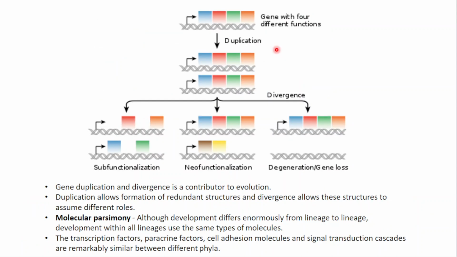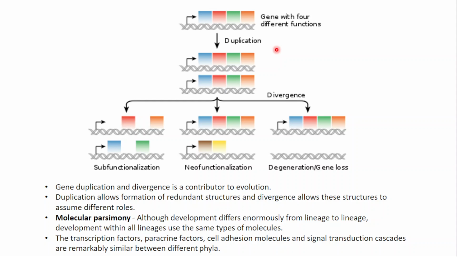Similarly, gene duplication and divergence is another method. Gene duplication and divergence is a contribution to evolution. Duplication allows formation of redundant structures, and divergence allows these structures to assume different roles. So in duplication, we have the exact same copy of the gene or any structure, and then these copies can acquire different mutations over time and can diverge from the original copy, thus undergoing divergence. So duplication allows formation of redundant structures while divergence allows structures to assume different roles.